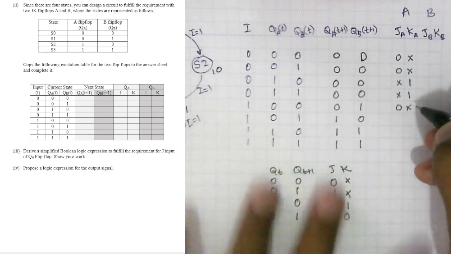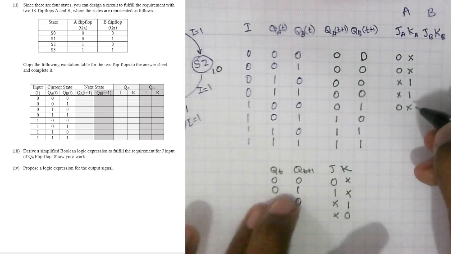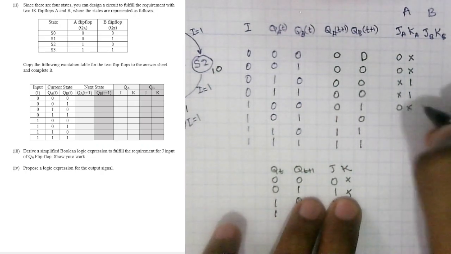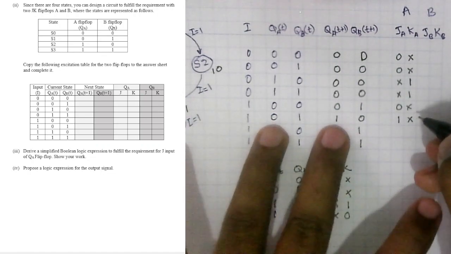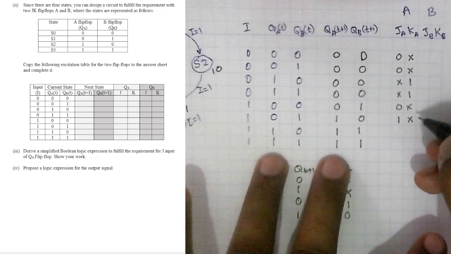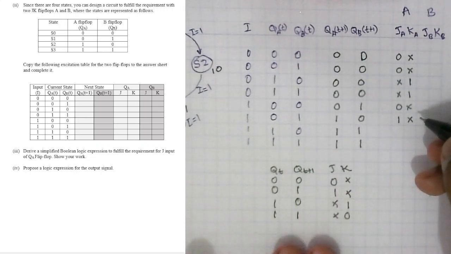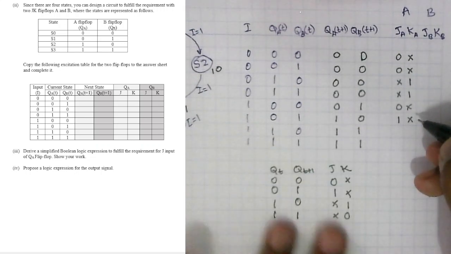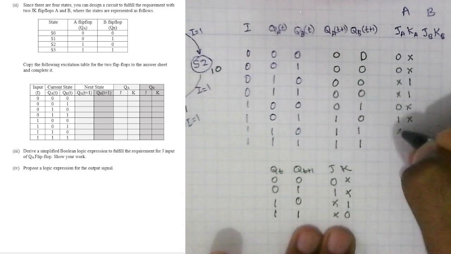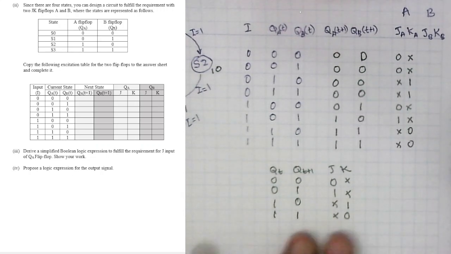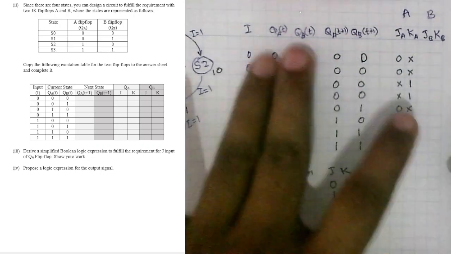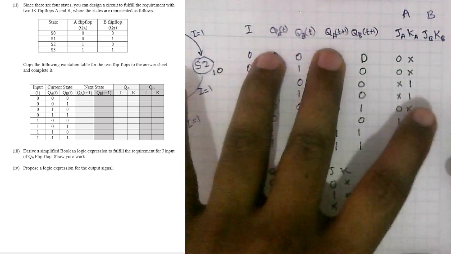0 to 1, you can again refer from here. 0 to 1 is 1, don't care. Then 1 to 1. This is also 1 to 1, right? If it is 1 to 1, what is the transition? Don't care, 0. Don't care, 0. Okay, so this is what I referred to for the A flip-flop.